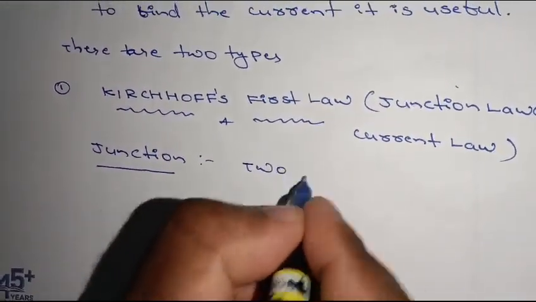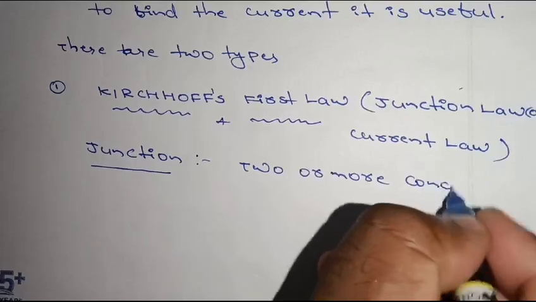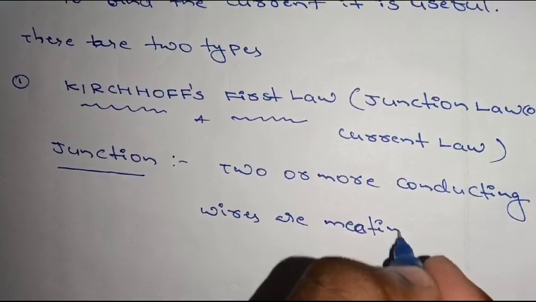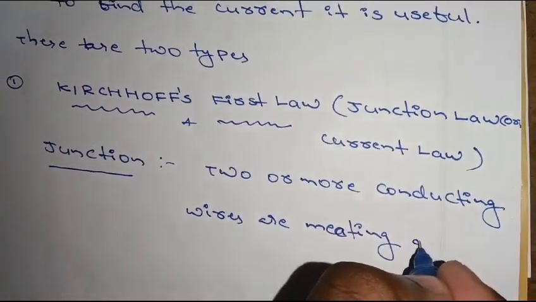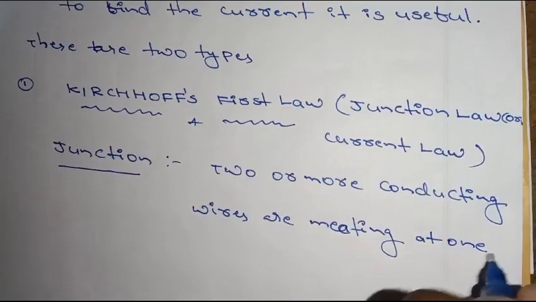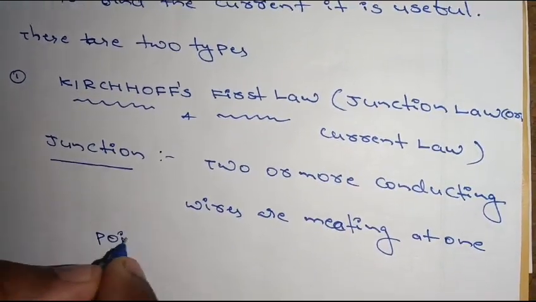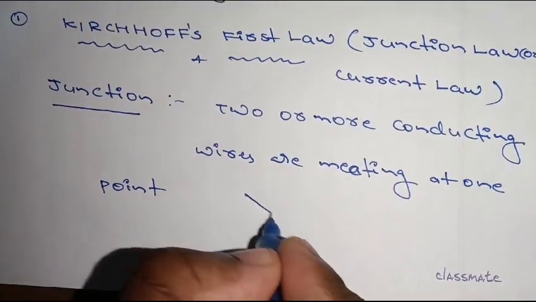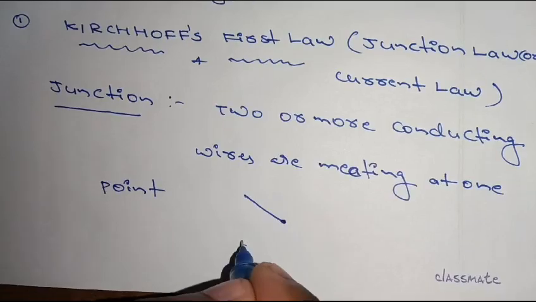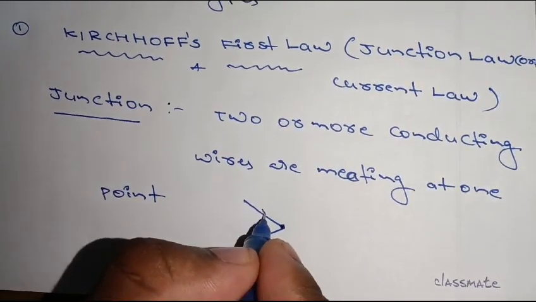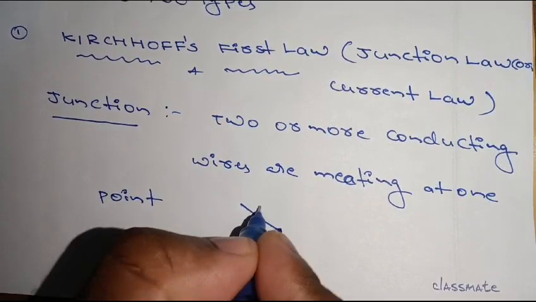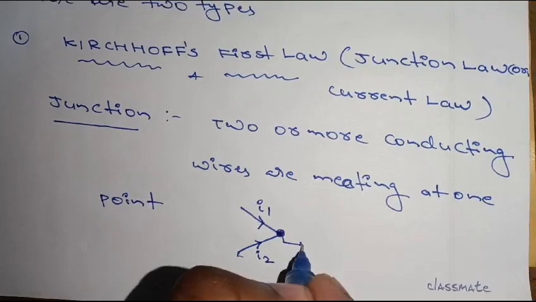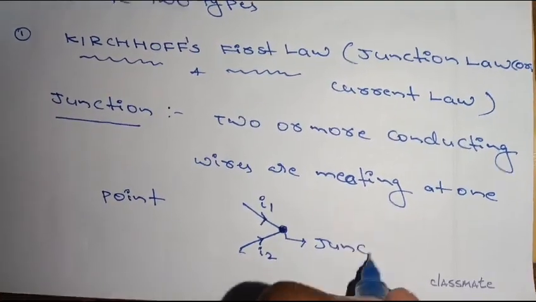What is a junction? First we have to know. A junction is where two or more conducting wires are meeting at one point. Or the intersection of two conducting wires is called the junction. In the figure, the currents I1 and I2 are approaching a particular point. That point we call the junction.